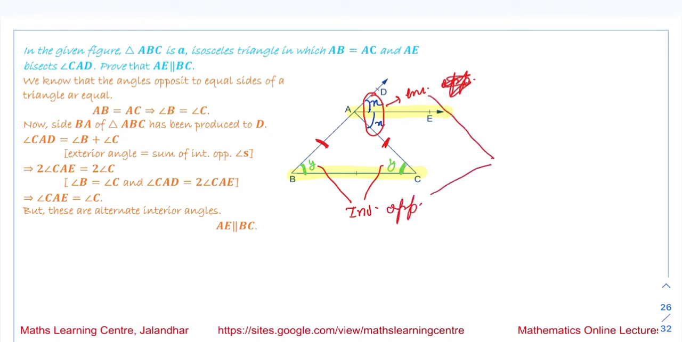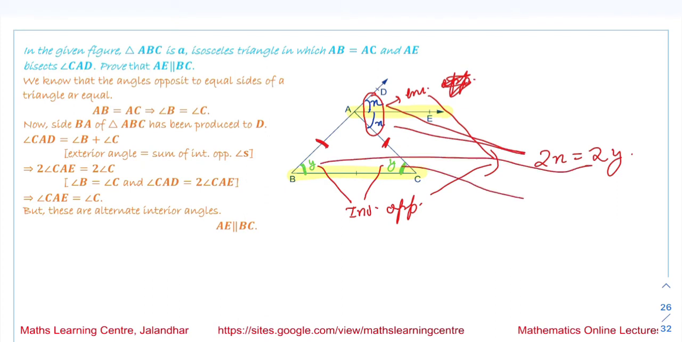So from this what we get is that 2x is equal to 2y. The sum of these two angles is 2x, and the sum of these two angles is 2y. So we get x is equal to y.